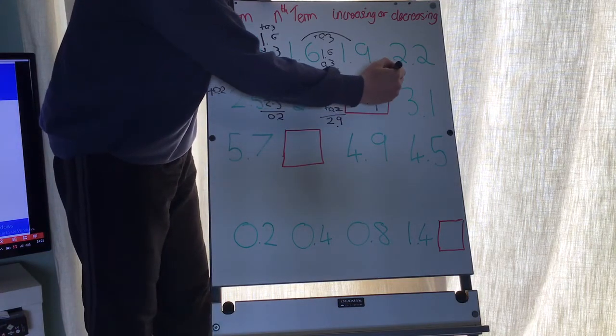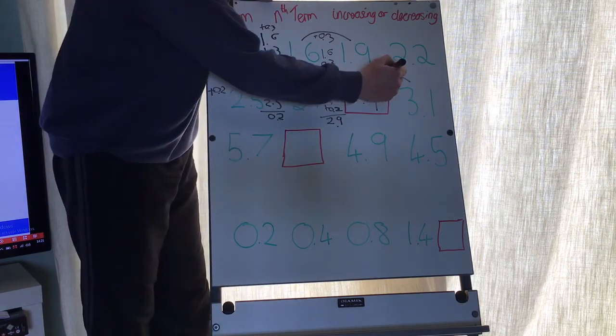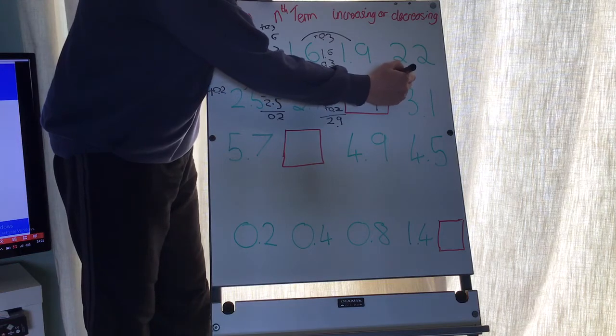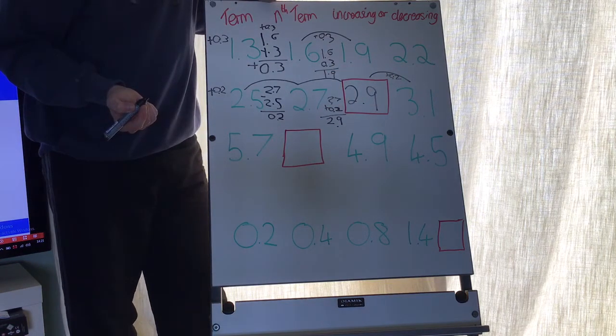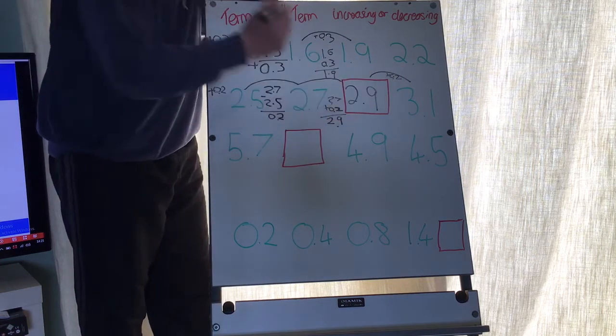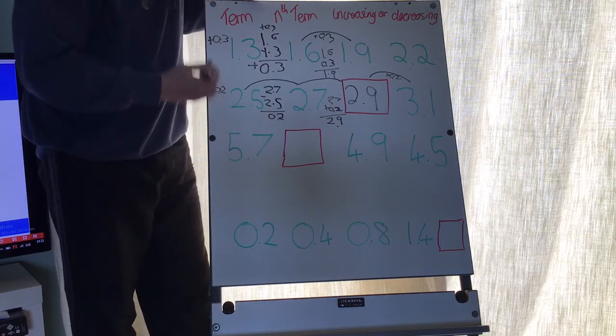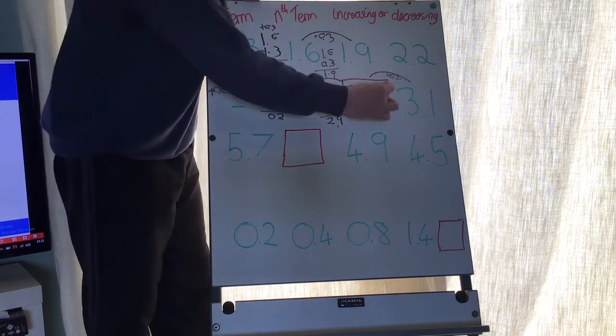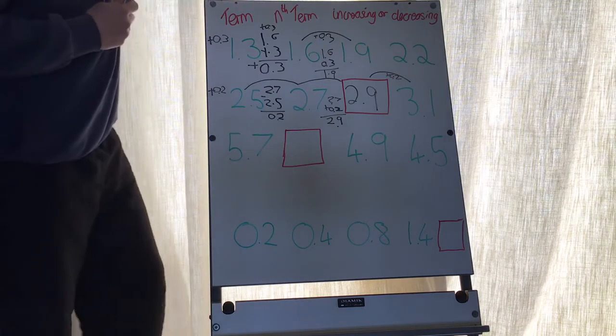Now if I was to follow my rule again, my rule for this one is adding 0.2. I know that I've got that right. So I'm confident that rule is correct, and it allows me to fill in that missing one here.